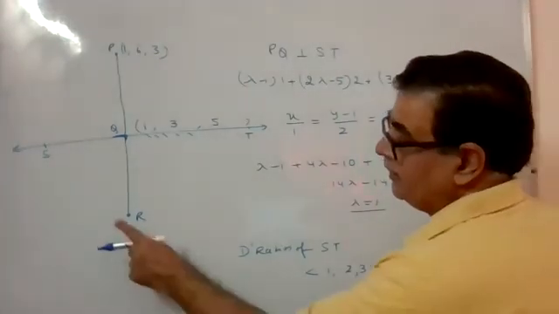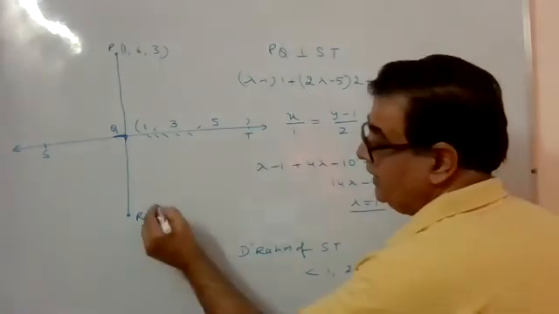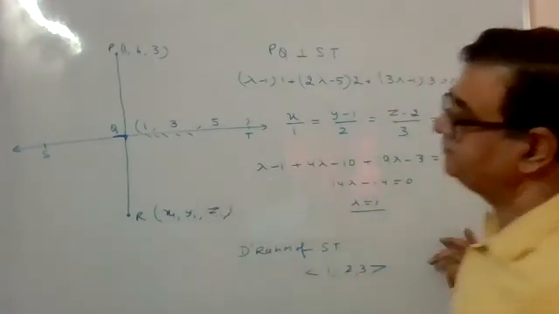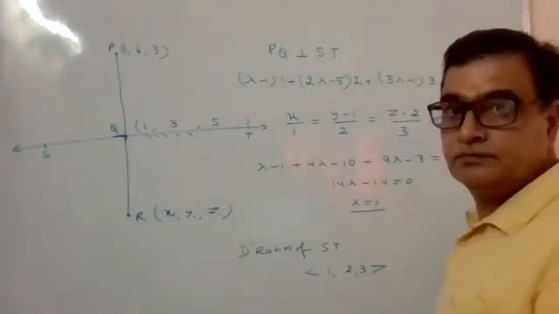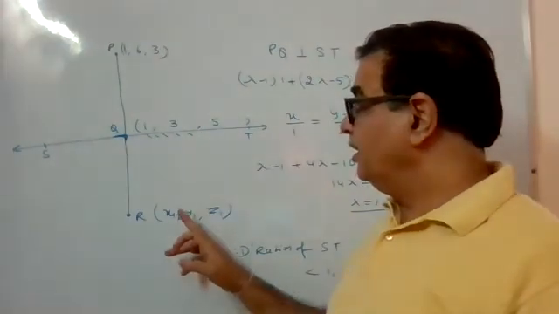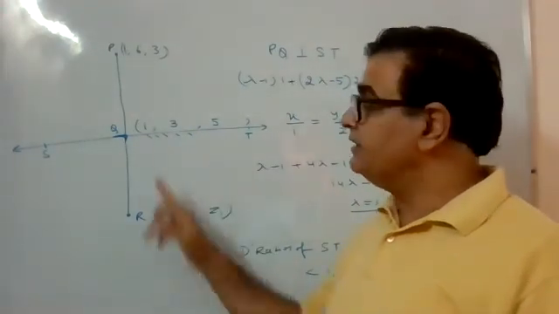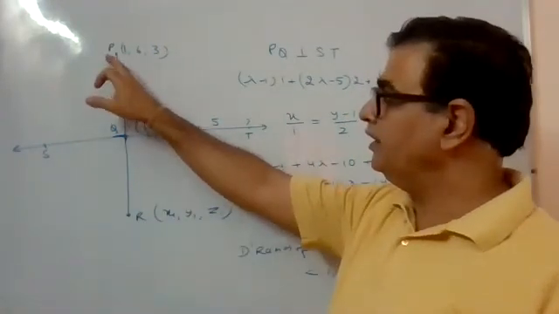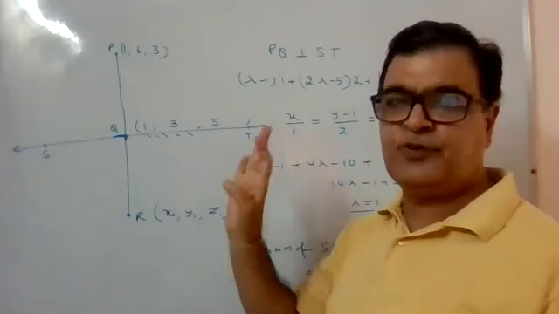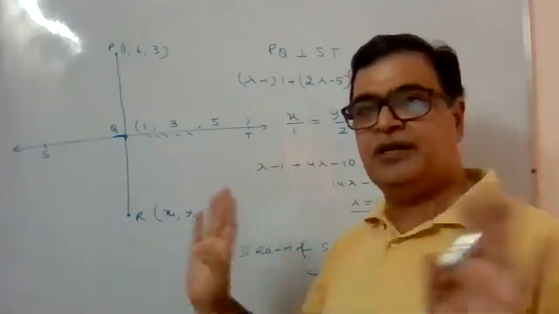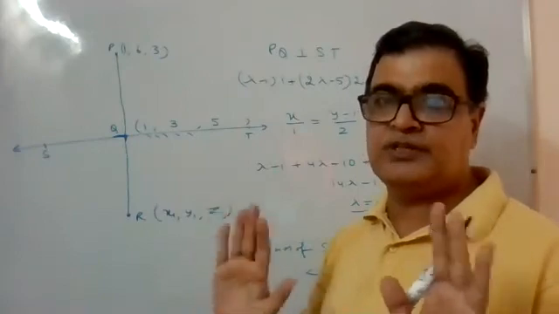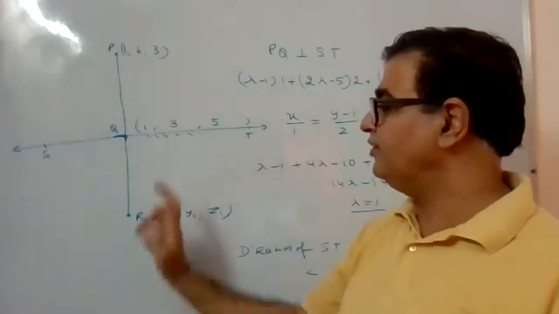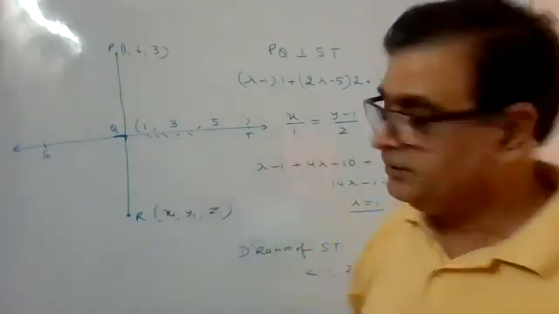And now they are asking what is the image of it. When they ask for the image, let this coordinate be x1, y1 and z1. If it is the image, then the midpoint of the two will be this. Don't go for the distance formula, it won't work out. You will get a relation in x, y, z, but you will not get x1, y1, z1. So in this case we directly take the midpoint formula.